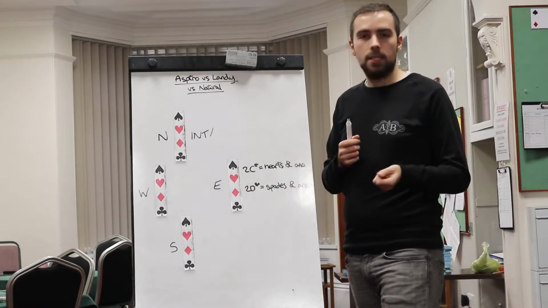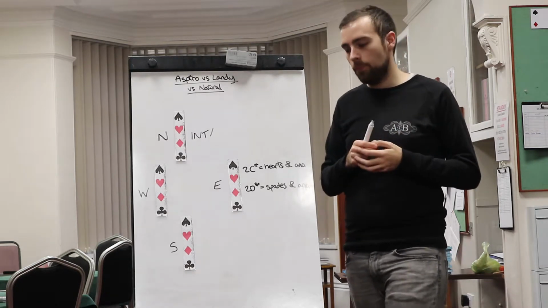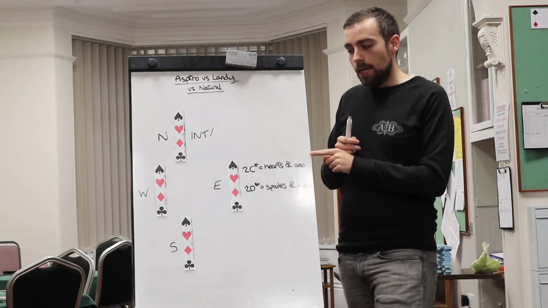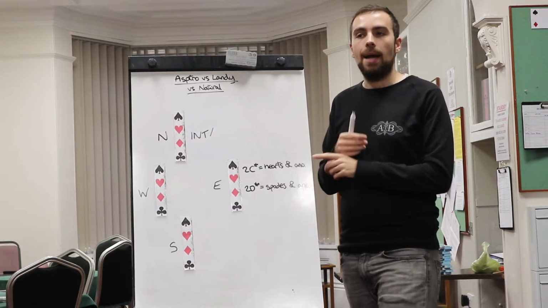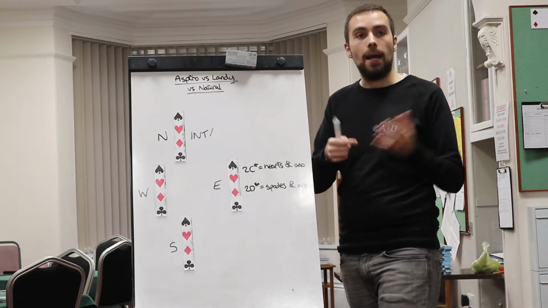But what Asptro says is you can be 5-4 in any two suits you want, except clubs and diamonds, because they anchor to hearts or spades. So two clubs is I have hearts and another suit, and I'm 5-4. Two diamonds says I have spades and another suit, and I'm 5-4.